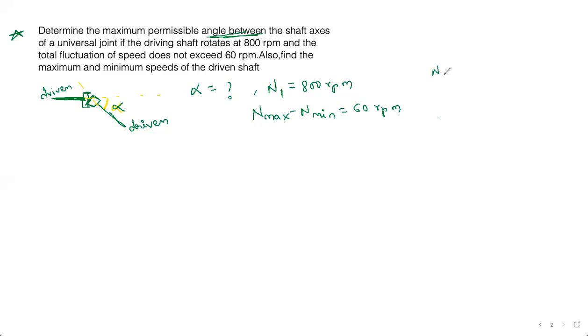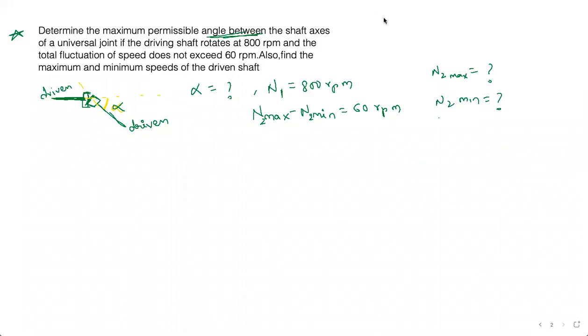So maximum means, N2 max is how much? N2 minimum is how much? And here you can see this is actually N2 max minus N2 minimum, because only the driven shaft is varying in speed. The driving shaft is not varying. Done. So for each and every problem, you have to recall these things, which I'm going to write right now.